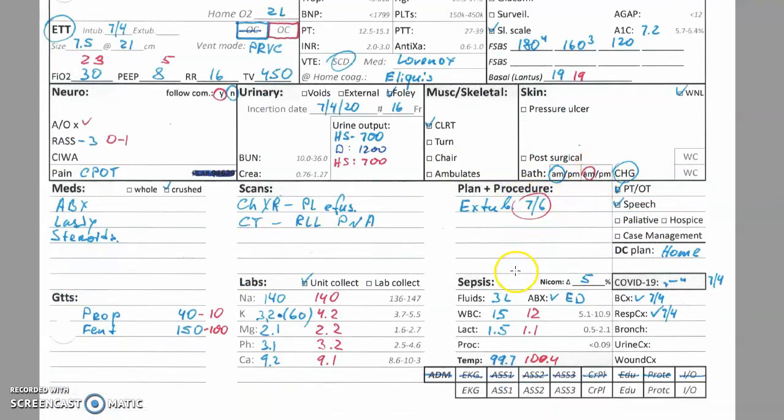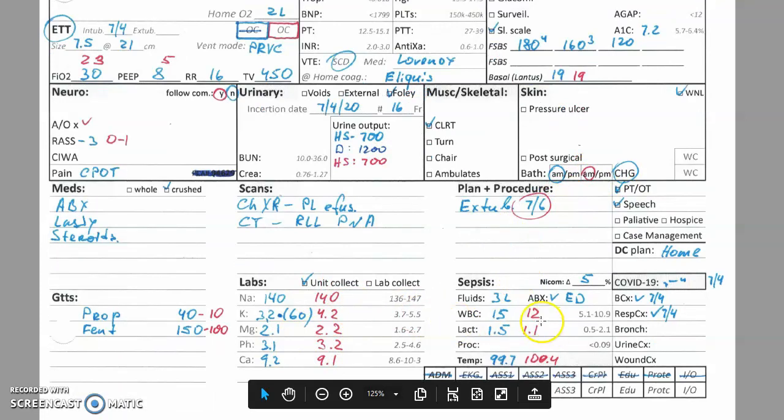Okay to extubate. Looks like everything looks normal. Electrolytes look good. White blood count decreased. Lactic decreased. Had a little spike of fever.